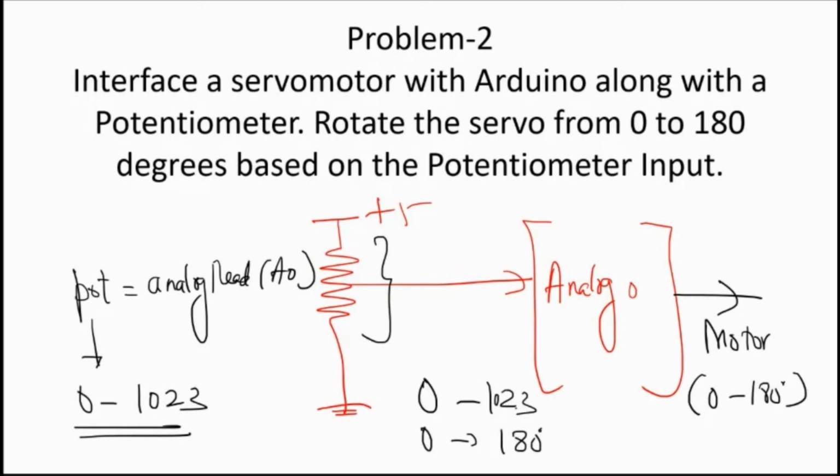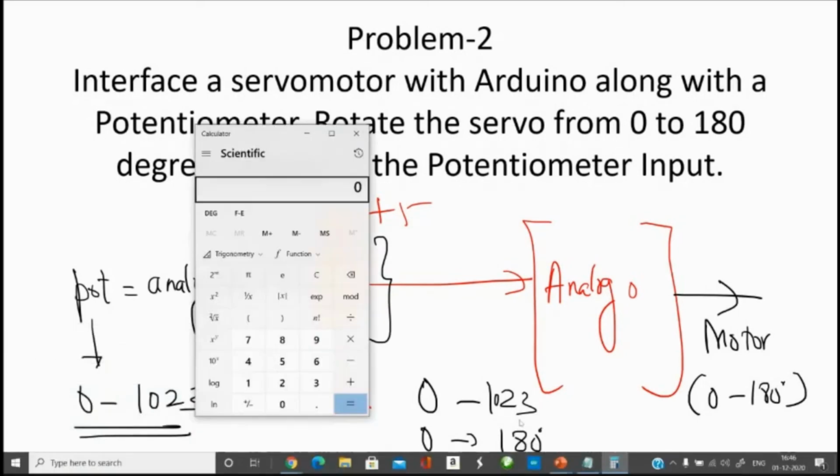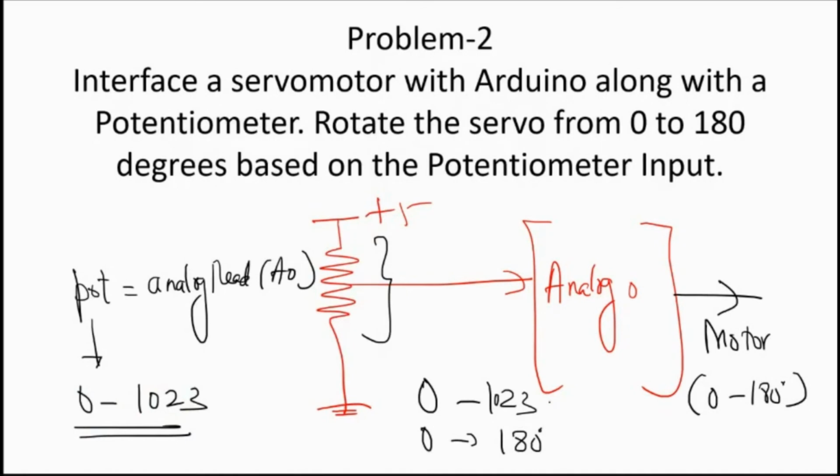So we have to divide this 1023 by 180. See what is the value you are getting. 1023 divided by 180 is 5.68. Every time you take this value, divide it by 5.68 and then give that to the motor pin, so that you are scaling that 0 to 1023 to 0 to 180.